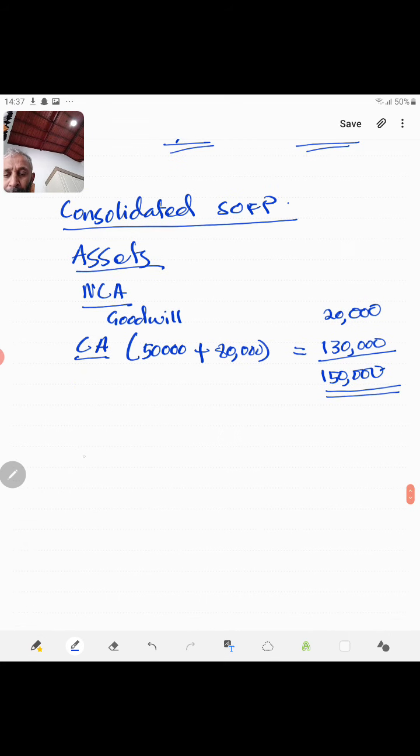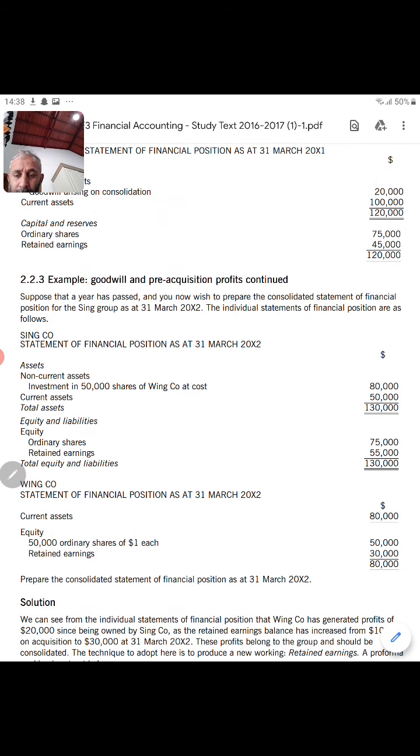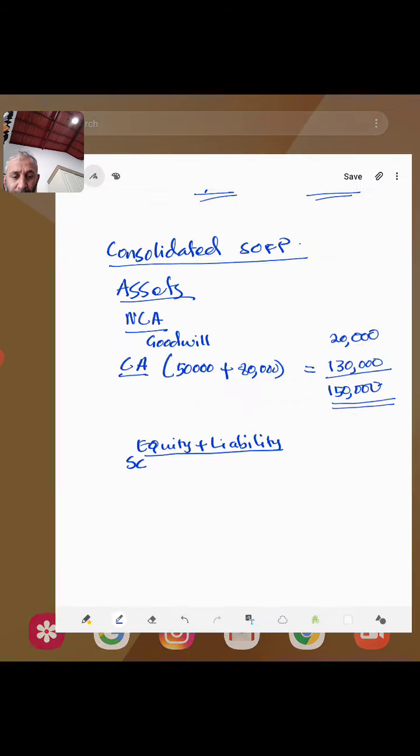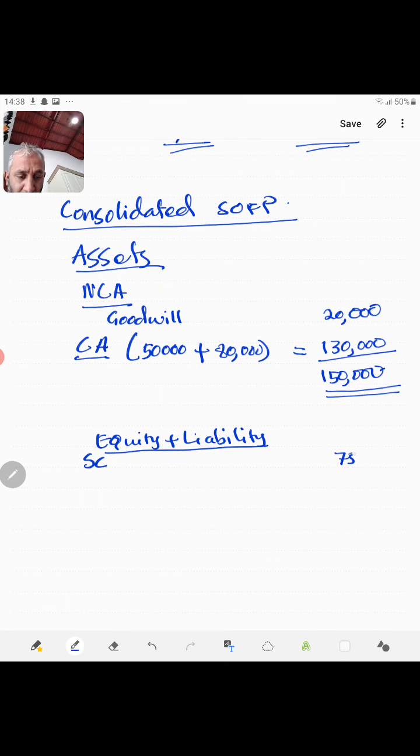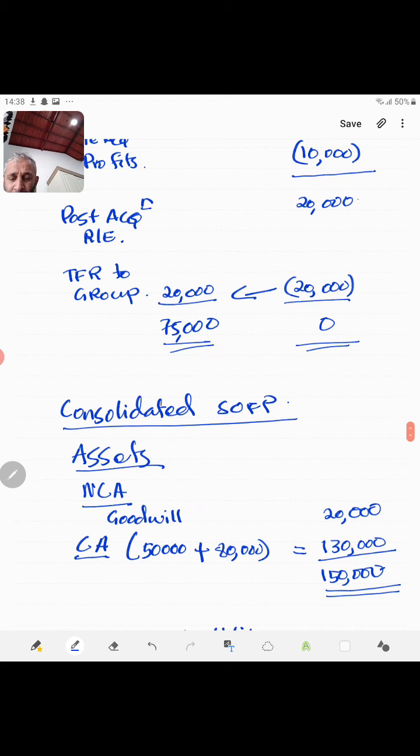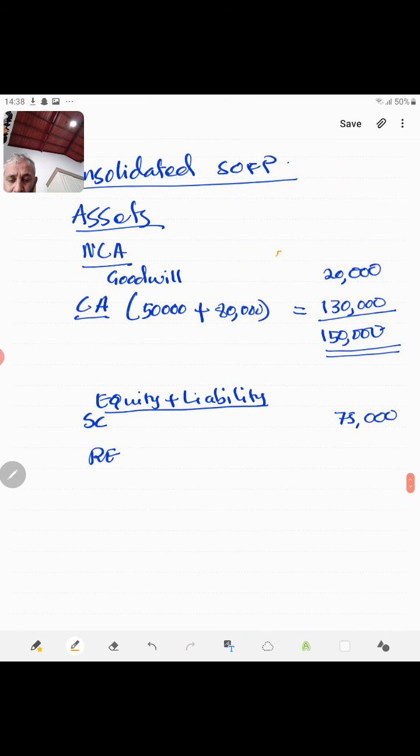So this 150 will comprise share capital of the parent, equity plus liability. Share capital of the parent only, how much? Let's find out. The parent company share capital is 75,000. And the consolidated retained earnings, as per the working, if you see here, we can easily find out that amount is 75,000.